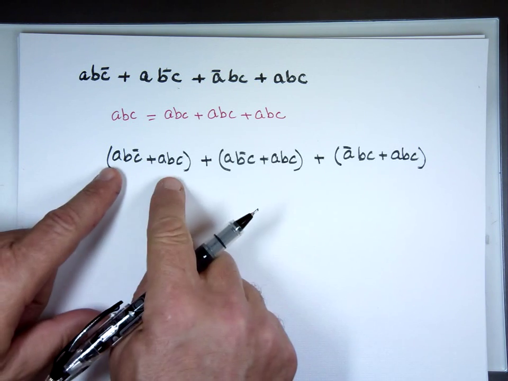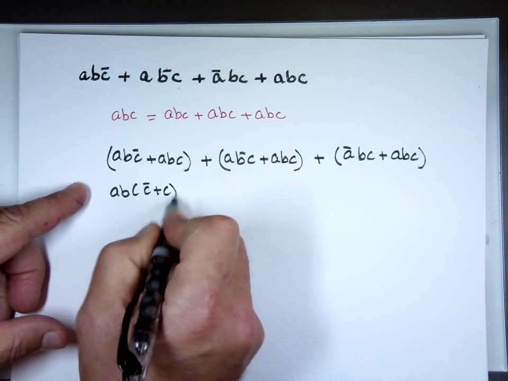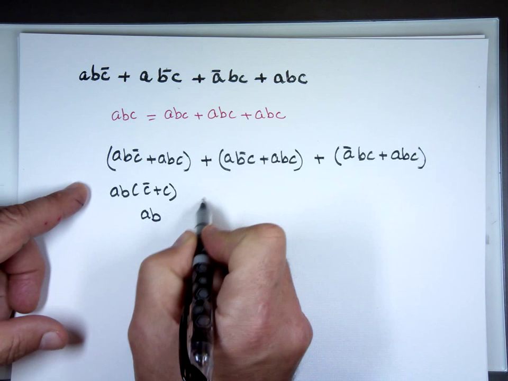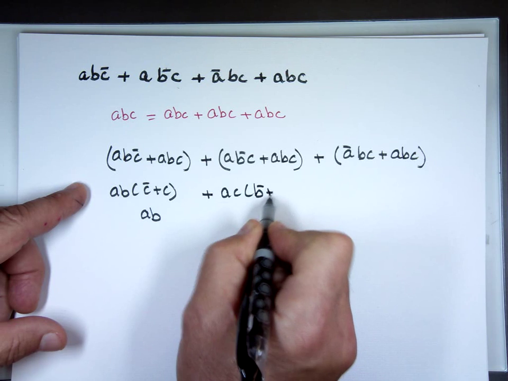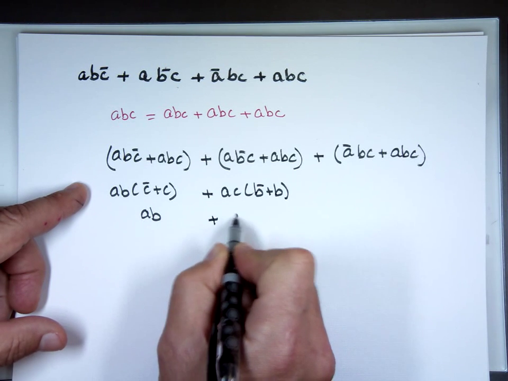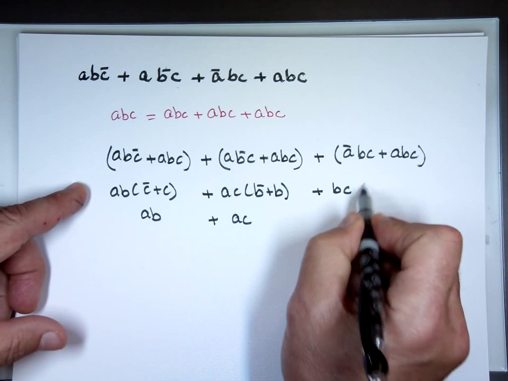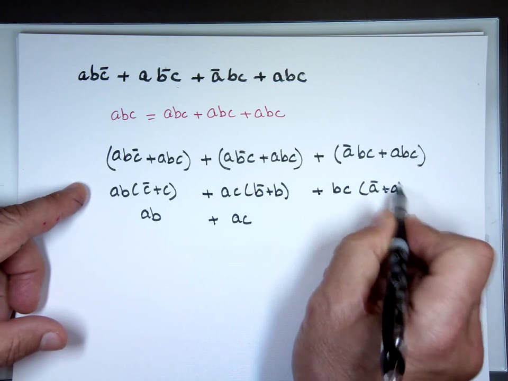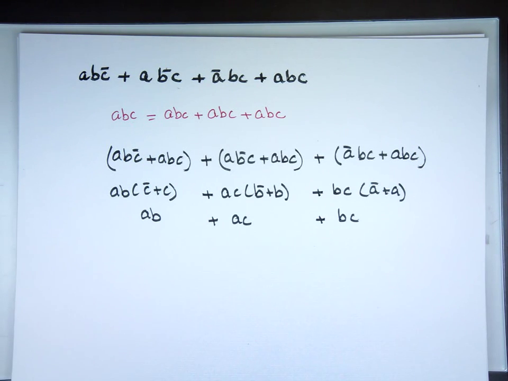Now with these two, A, B, factor them outside, C bar plus C, which is a 1. These two, A and C, outside, B bar plus B, that's a 1. And these two, B and C, are outside. And I can go with that like this: AB plus AC plus BC.